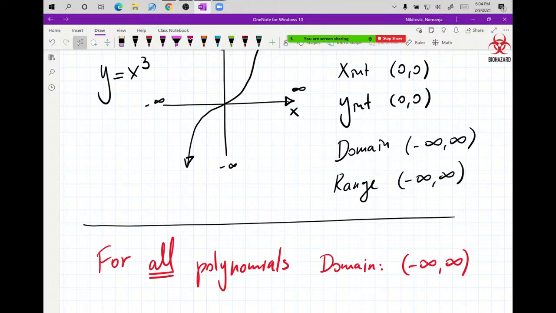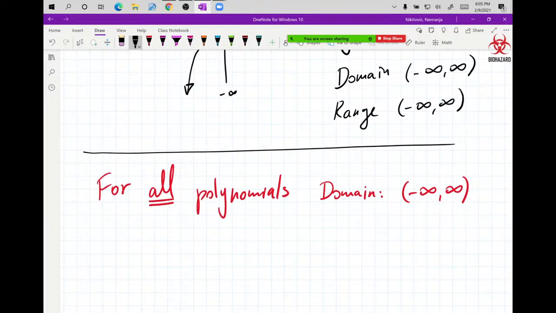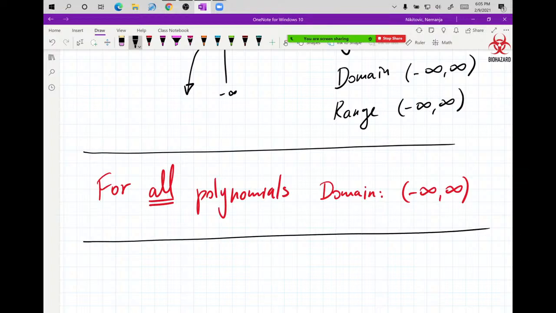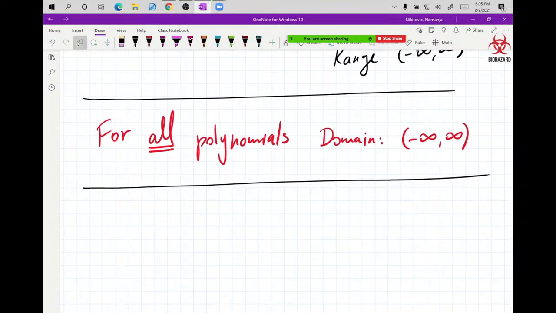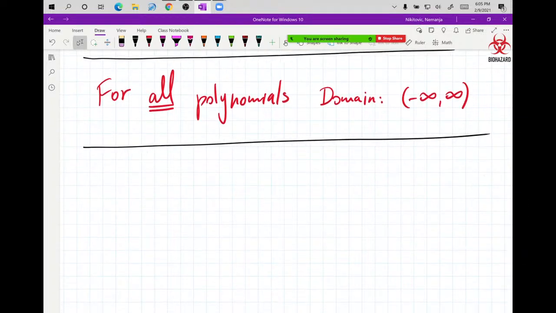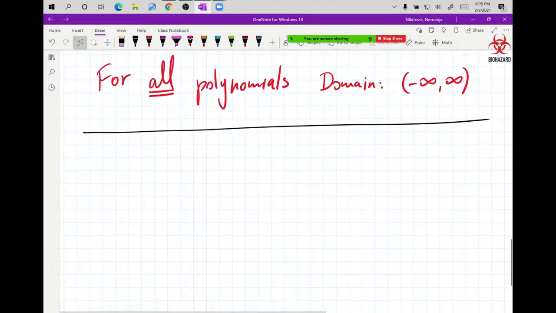You have a rule which says that all polynomials have the domain negative infinity to infinity, and then there is no such rule for the range, because you can have different types of these situations. So that's a big part, which will be used a lot later in calculus. So for all polynomials, the domain is negative infinity to positive infinity. That's very, very important.